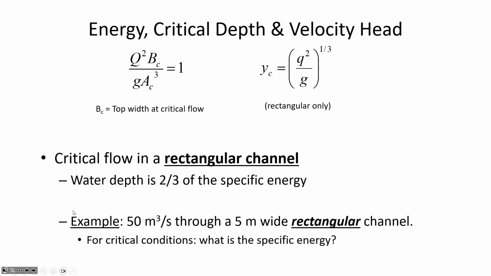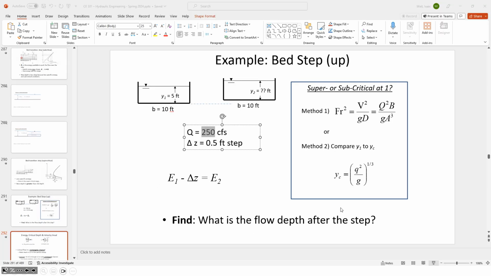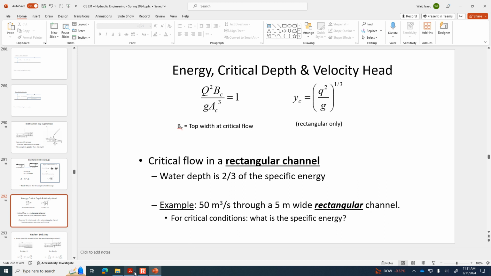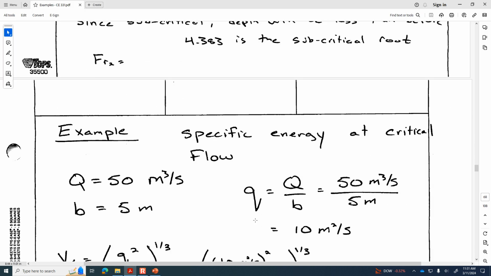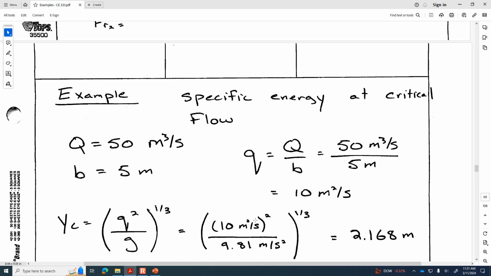So let's take a rectangular channel with 50 cubic meters per second going through a 5-meter wide rectangular channel. Let me illustrate some calculations that I think will help you understand who cares if the specific energy is 3/2 times the critical depth. If we have 50 cubic meters per second and the channel is 5 meters wide, then obviously the flow per unit width is 10 meters squared per second.